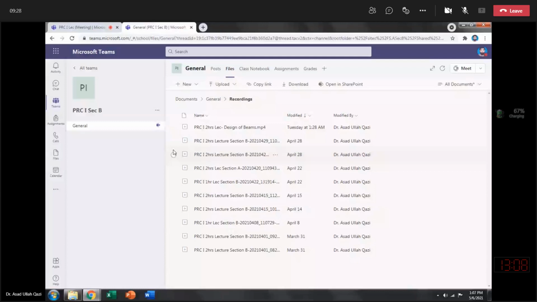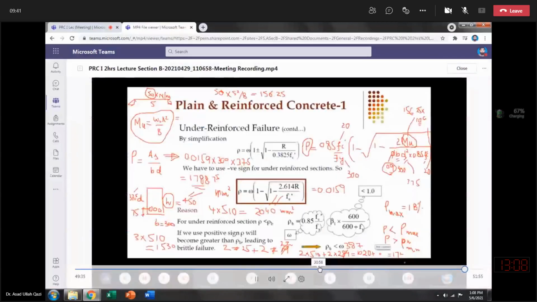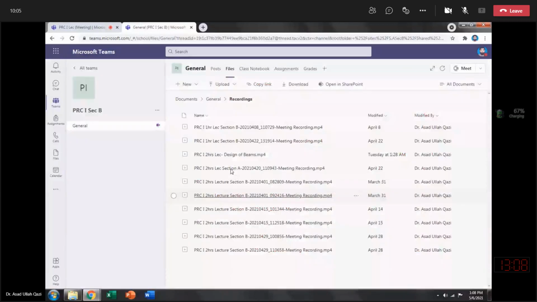As in your case, last time I stopped at a slide where we discussed. We stopped at this slide of application of rho equation to design the beams. So have you watched your own lecture recorded with your section on April 22nd, 2-hour lecture?